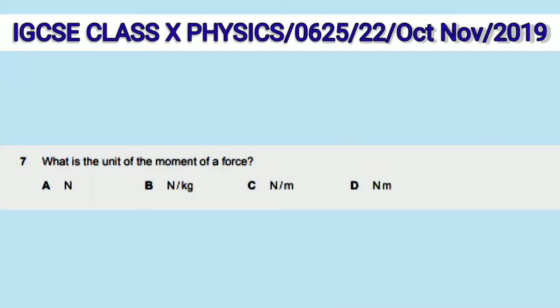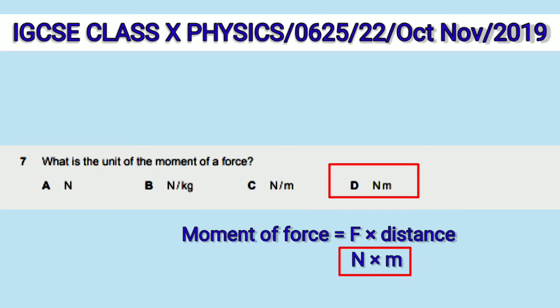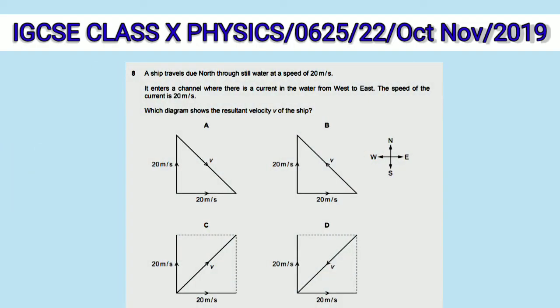Question 7. What is the unit of the moment of force? Moment of force is equal to force into distance. Unit of force is Newton and that of distance is meter. So unit of moment of force is Newton meter. Option D, Newton meter, is the correct answer. Let's go to the 8th question.